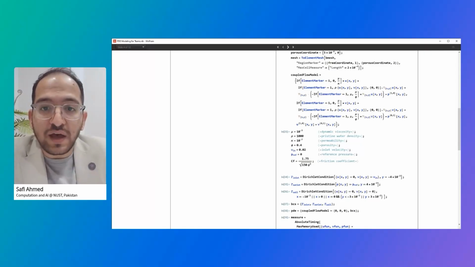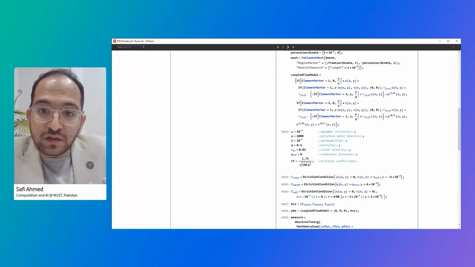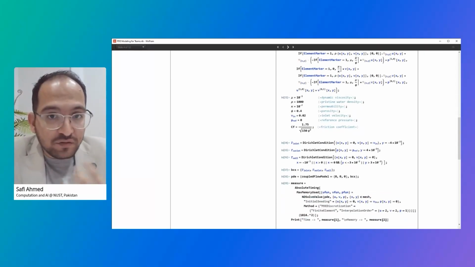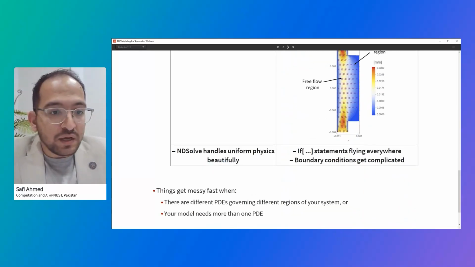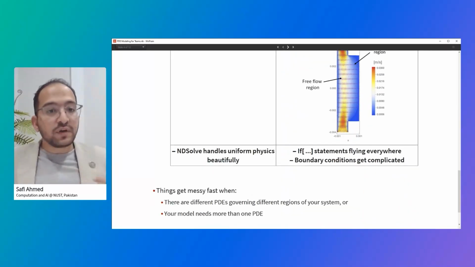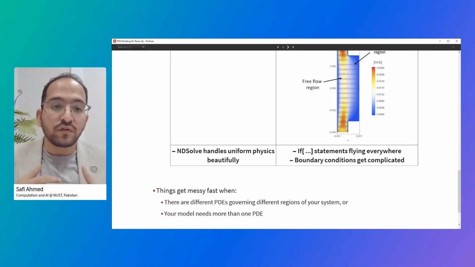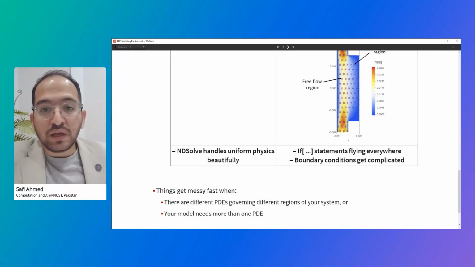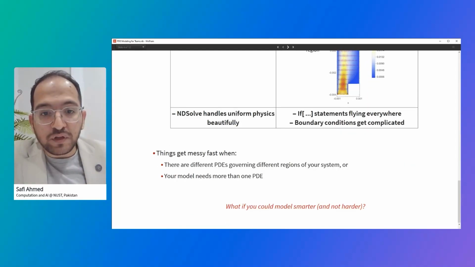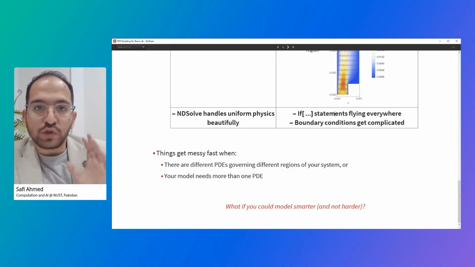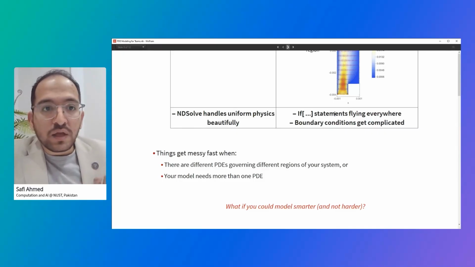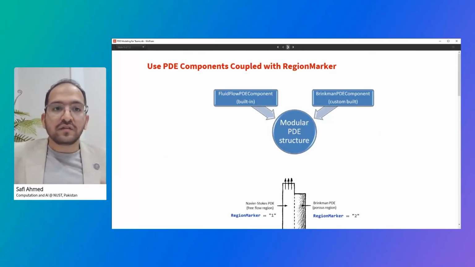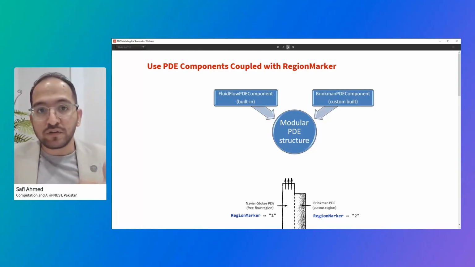So the point here is that if your model gets even a little bit complicated, then things start to get messy really fast. If there are different PDEs governing different regions of your system, or your model needs more than one PDE, then things tend to get messy really fast. And so, what if you could model smarter and not harder? The advice there is to use the PDE components in Mathematica coupled with the region marker.